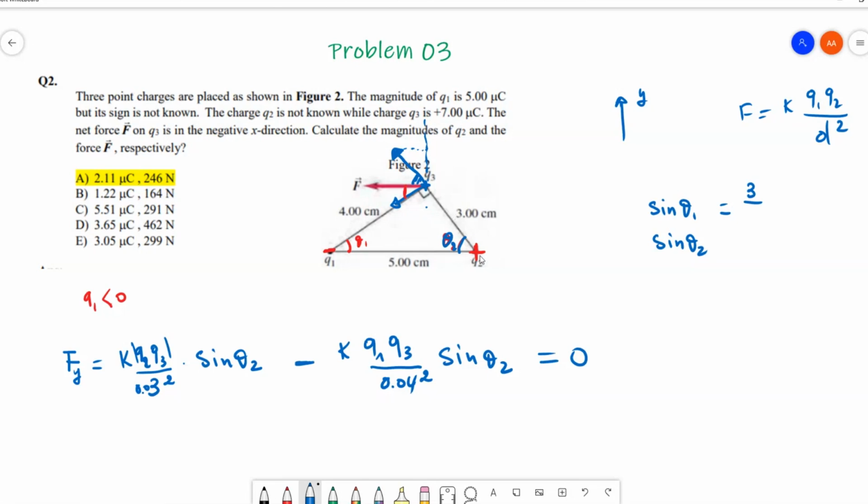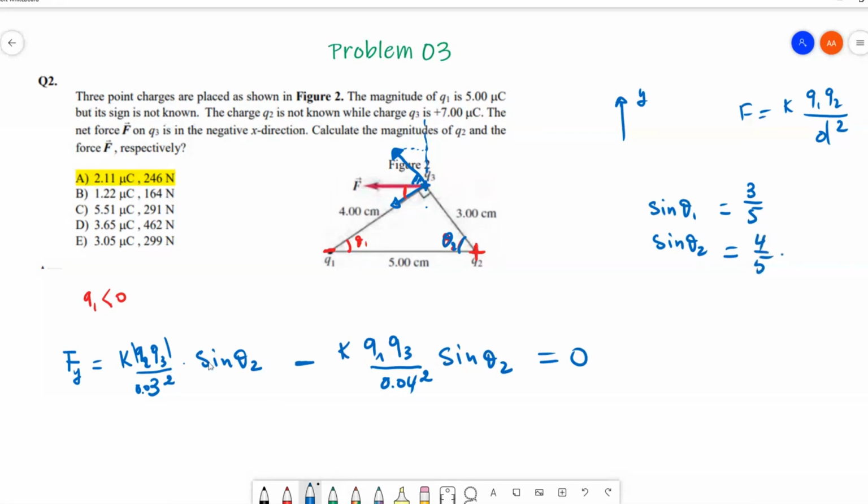Opposite over hypotenuse, 3 over 5. I can keep it in centimeter because it simplifies, no problem. And sine θ2 is the same thing. Sine is opposite over hypotenuse. So 4, sorry, the hypotenuse here is 5. So 4 over 5.